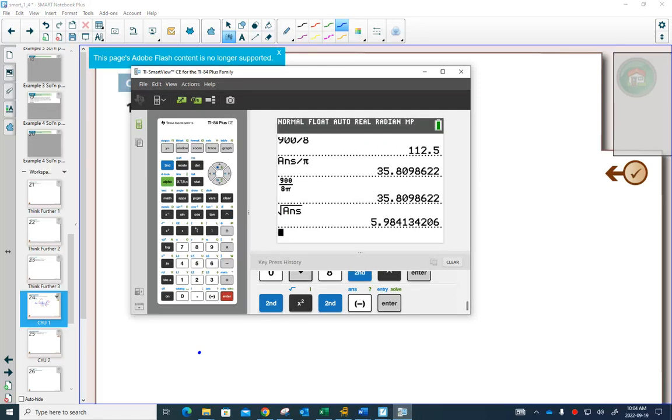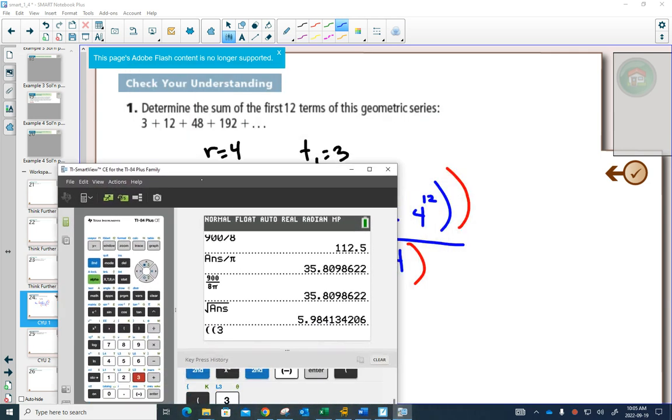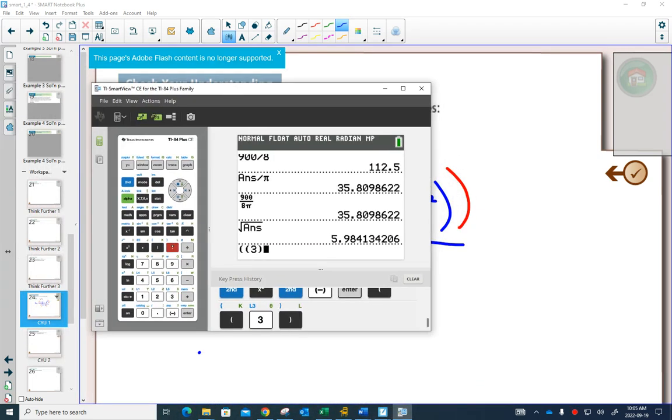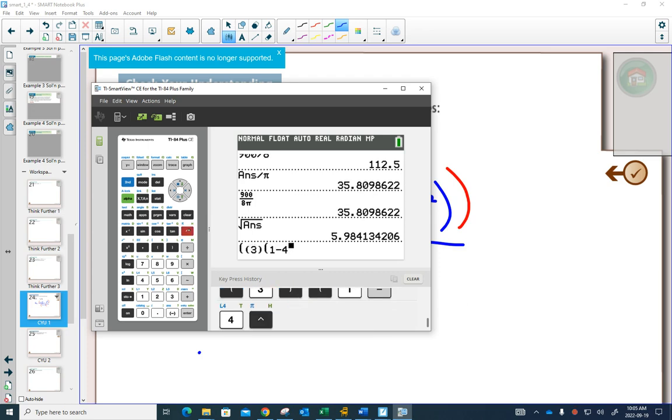I would go bracket, bracket, 3, bracket, bracket, 1 minus 4 to the exponent of 12, bracket, divided by, bracket, 1 minus 4. So I typed it exactly as I wrote it, but because I can't write a fraction on the top and a fraction on the bottom on most calculators, I needed to add extra brackets.